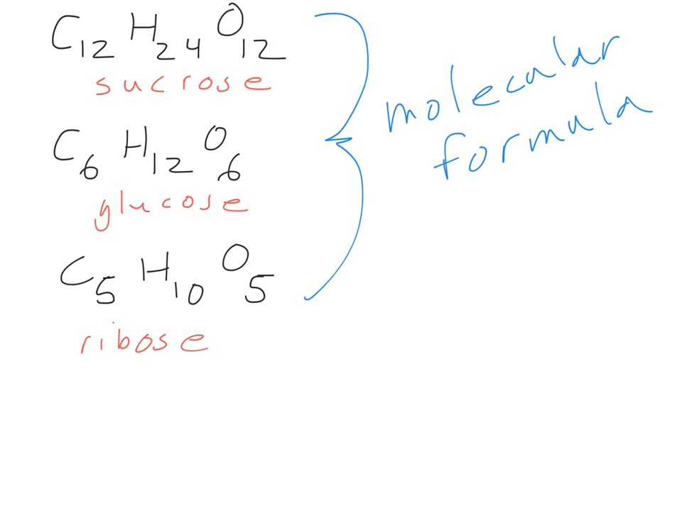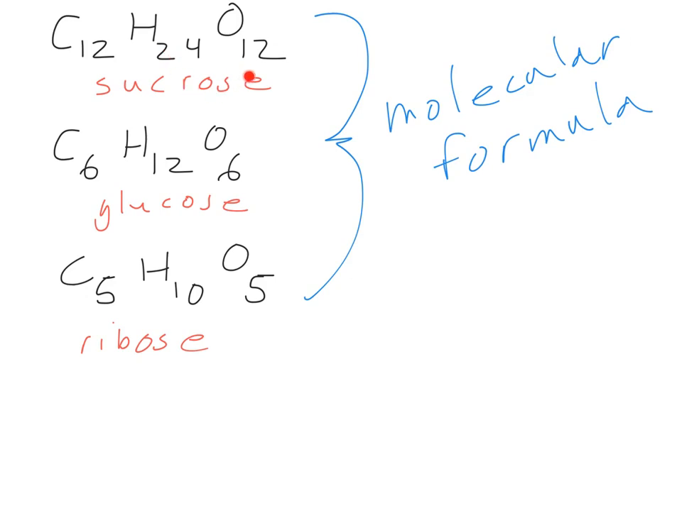If you look at these sugars, you may notice that they all contain carbon, hydrogen, and oxygen. Not only do they all contain carbon, hydrogen, and oxygen, but look at the ratio. 12 to 24 is 1 to 2. 6 to 12 is 1 to 2. 5 to 10 is 1 to 2.